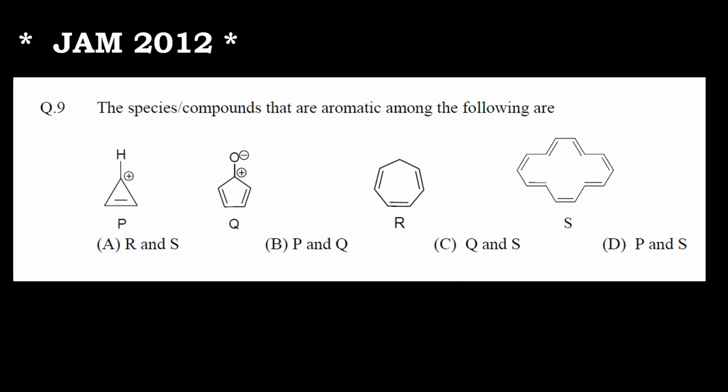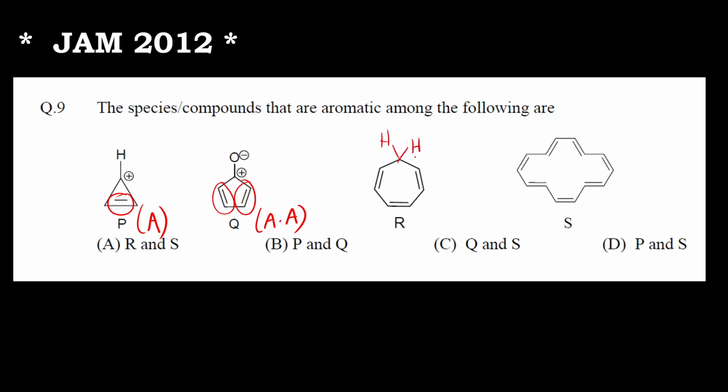The species or compounds that are aromatic among the following are. Okay, so first one, here there is only one pi bond, so this is going to be aromatic. 1, 2 pi bonds, even number, this is anti-aromatic.